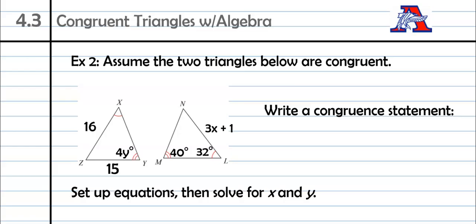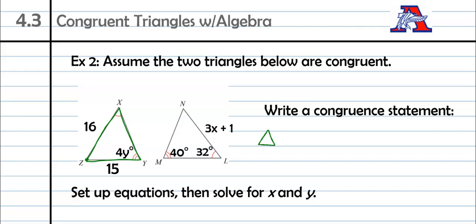All right, and then we're going to jump into one more example. This time we're going to assume the two triangles below are congruent. First thing we're going to do is write a congruence statement. So there are lots of different ways that we can do that. You can go in alphabetical order. Sometimes I like to just go in order of the angle marks. So I might start with 0 angle marks, into 1 angle mark, into 2 angle marks, and then back.